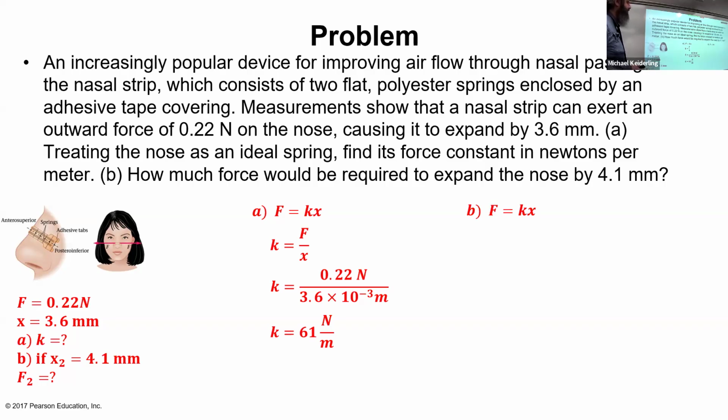And the force required to expand by 4.1 millimeters, force equals Kx. So we have 61 newtons per meter times 4.1 times 10 to the minus 3 meters.